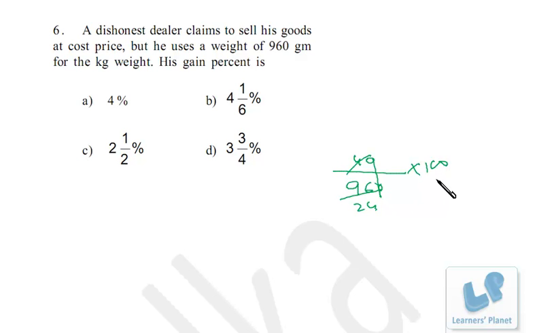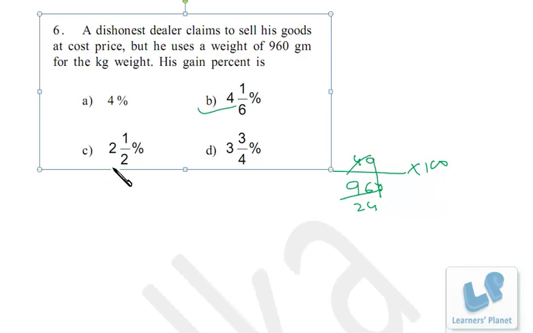So it's a bit more than 4%. So that's 4 by 6%. For these sort of problems, when there is dishonesty in selling and buying goods, if you wish, I can give you a formula. Just note it down.